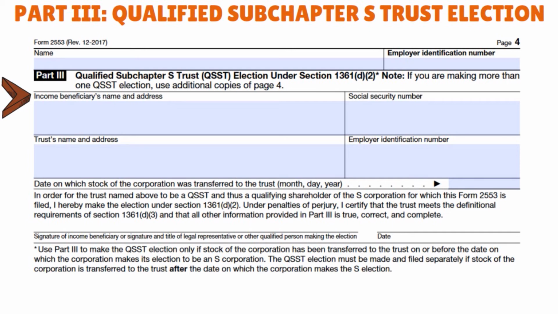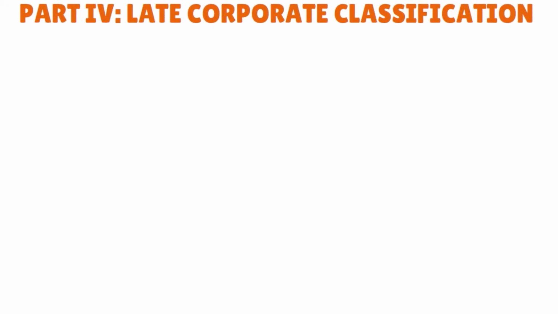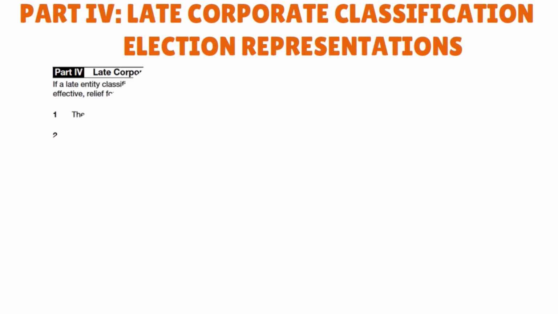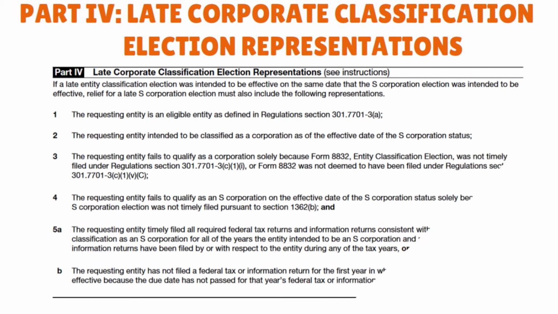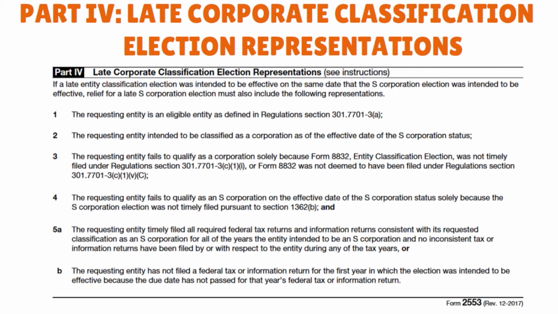And Part 4, we have late corporate classification election representations. You can skip Part 4 unless your company is a limited liability company that is filing IRS Form 2553 after the deadline. If you're late, then yes, you can fill in this part. If not, just skip it.